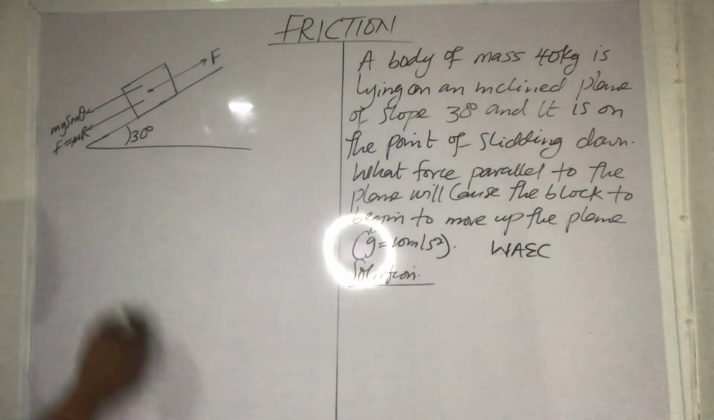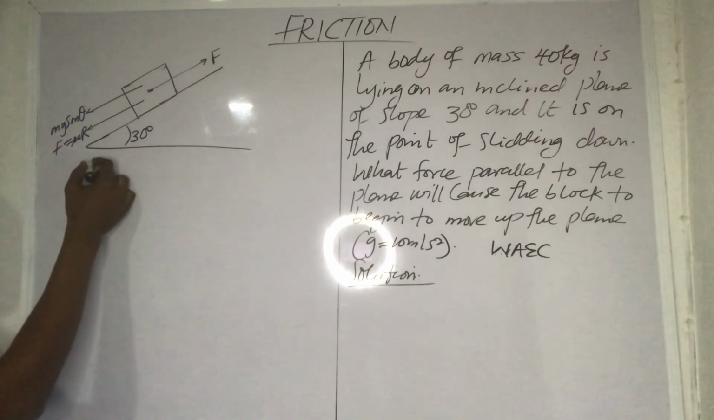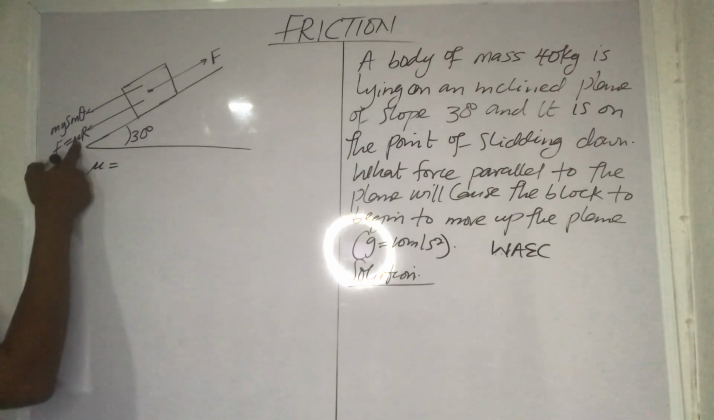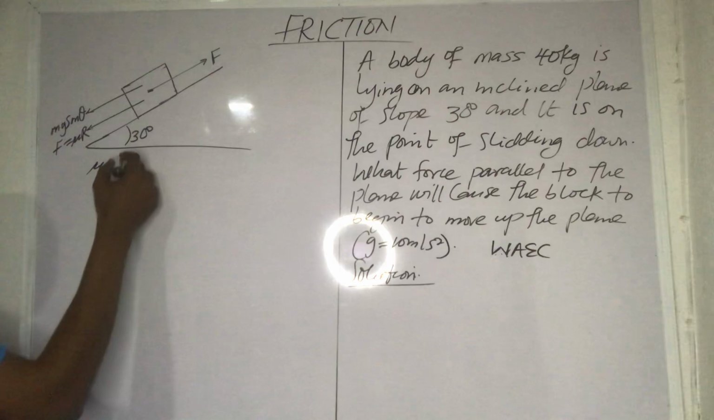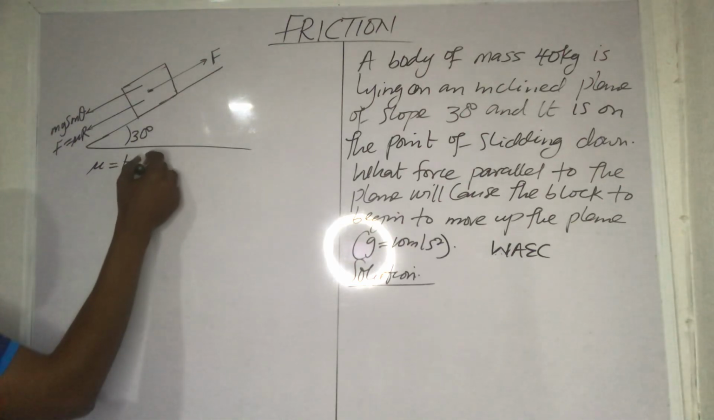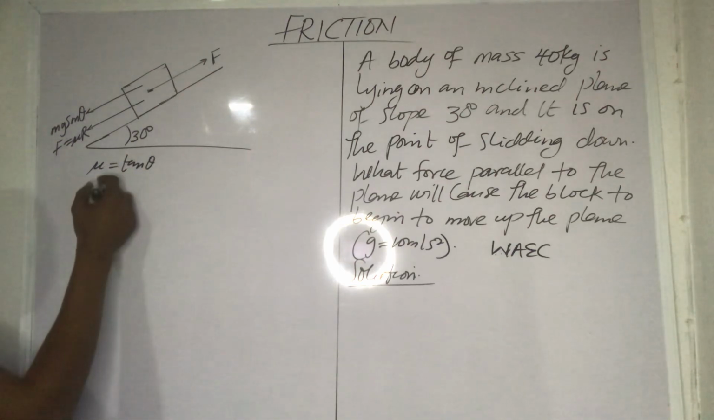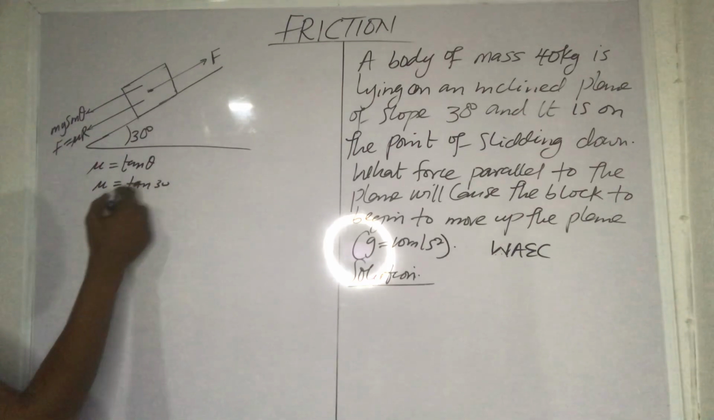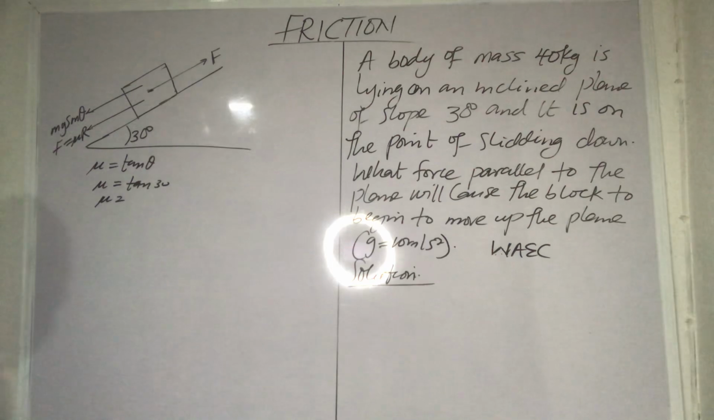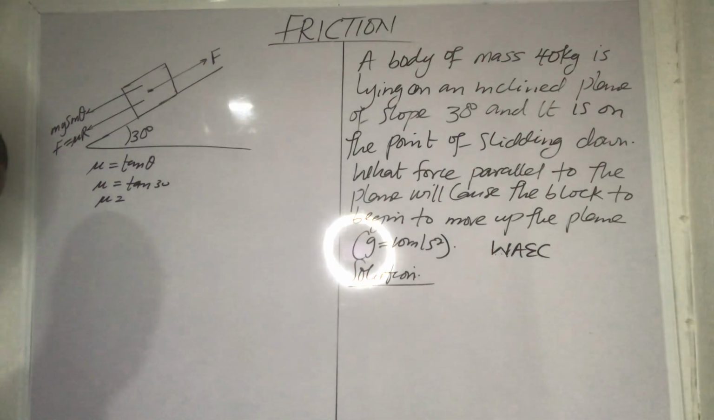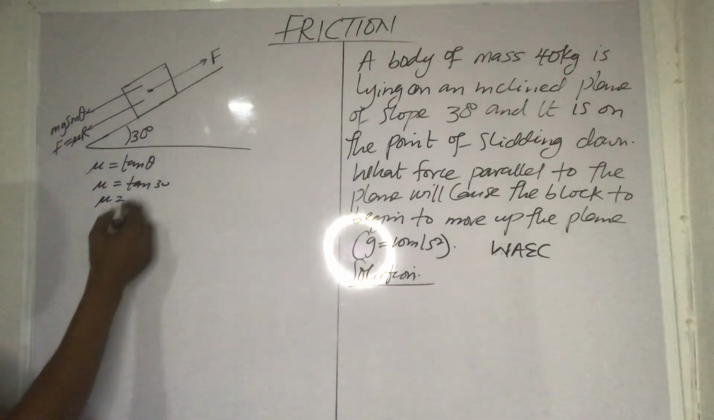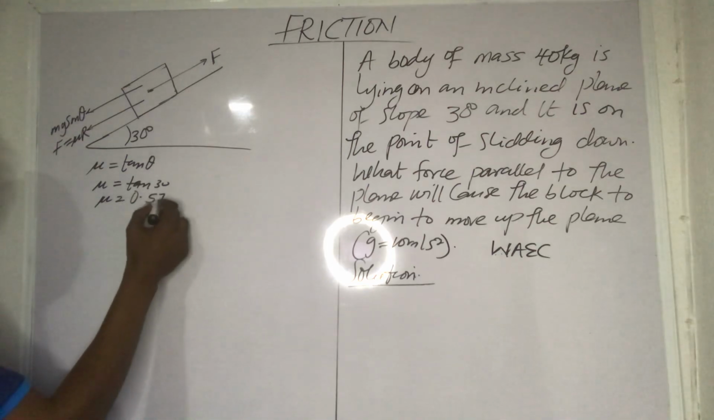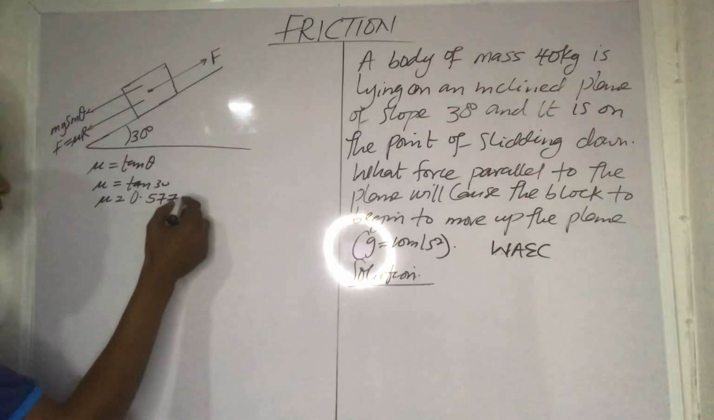Then you recall that our mu, the coefficient of friction, can be obtained by using tan theta. So you have mu is equal to tan 30 degrees. So that our mu will be tan 30, which is 0.5774.